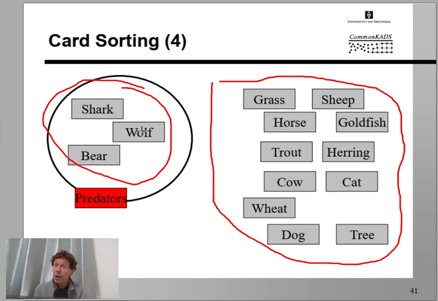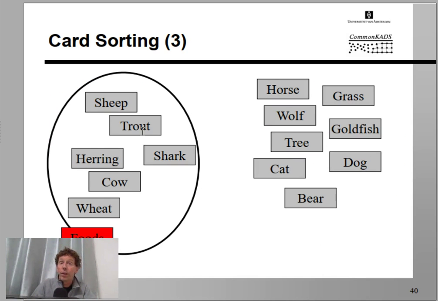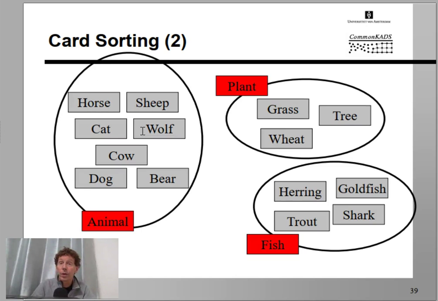And we've learned 4 different concepts. We've learned the concept of predators, and therefore the non-predators. We've learned the concept of food and non-foods, and we've learned the concept of animals, plants, and fish. Right. And we didn't ask the expert any explicit questions like "give me categories in your domain," which they find difficult, but we just asked them to sort cards.